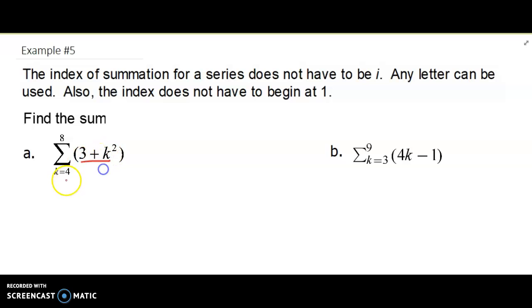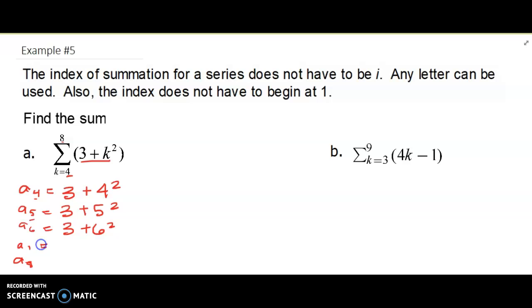So I have my rule, and notice I'm going from 4 to 8. So I'm going to say a sub 4, a sub 5, a sub 6, a sub 7, and a sub 8. And then I'm going to put each of these in for k here. So this equals 3 plus 4 squared. This equals 3 plus 5 squared. This is 3 plus 6 squared. This is 3 plus 7 squared. And this is 3 plus 8 squared.